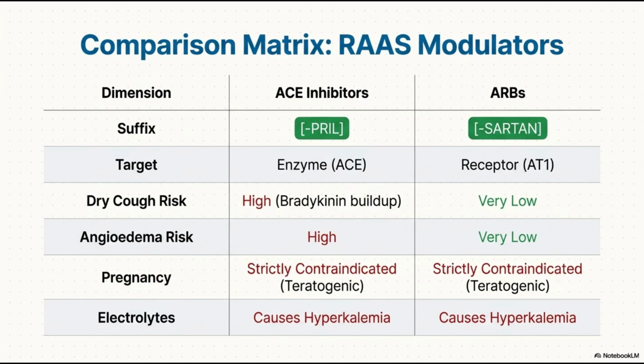Analysis: this table highlights the clinical logic of choice. While both classes target the RAAS and cause hyperkalemia, they differ in their side effect profiles. Indications, contraindications: both are strictly contraindicated in pregnancy due to their teratogenic effects on fetal renal development. However, the ARBs offer a very low risk for cough and angioedema compared to the high risk seen with ACE inhibitors.